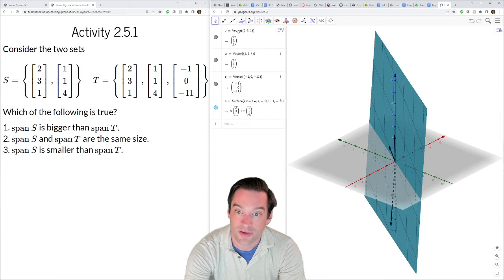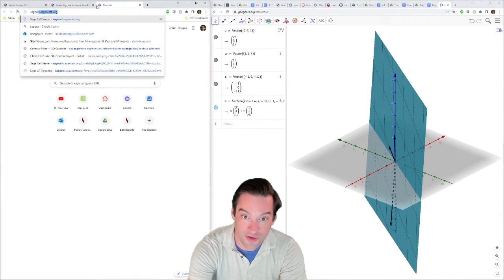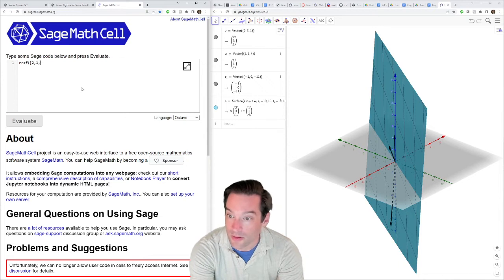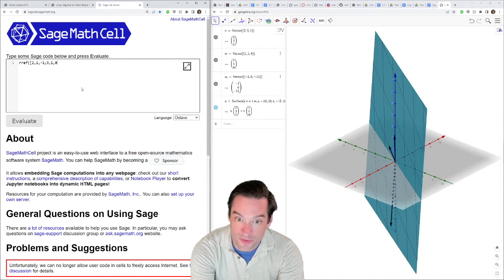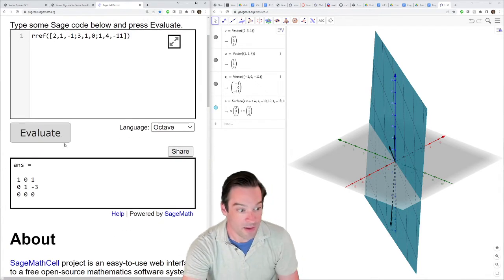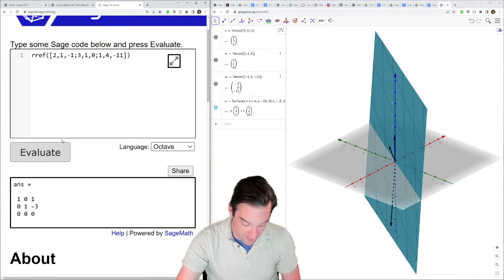And so for that, I will go into a Sage cell. This is also the tool that's available to you in the textbook. And I'll just ask for the RREF of the matrix, which would have 2, 1, -1 as the first row, and 3, 1, 0 as the second row, and 1, 4, -11 as the third row. And see what that spits out. Try to zoom in on this as much as I can. There we go. So there's my RREF.